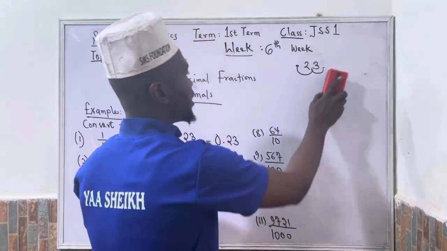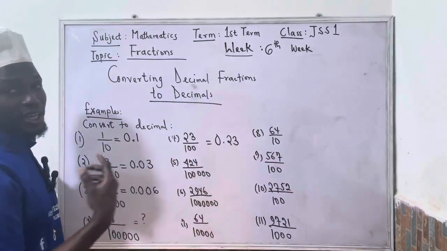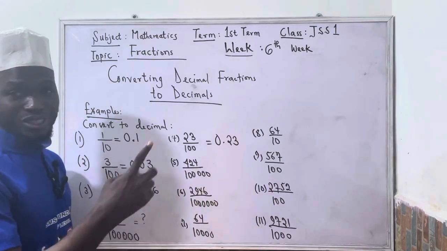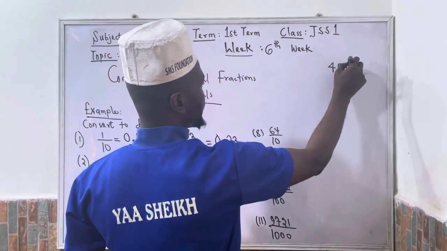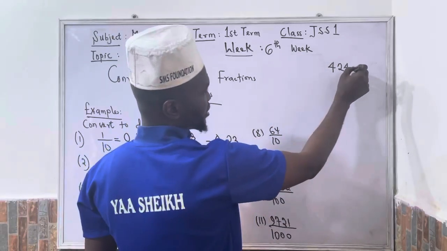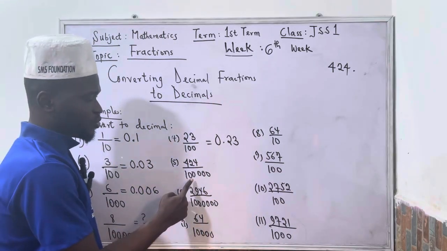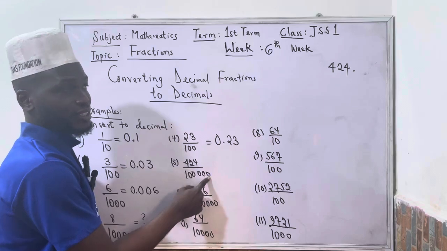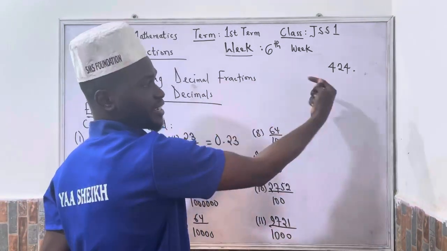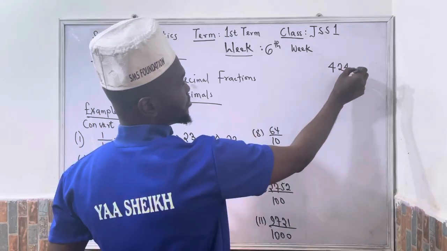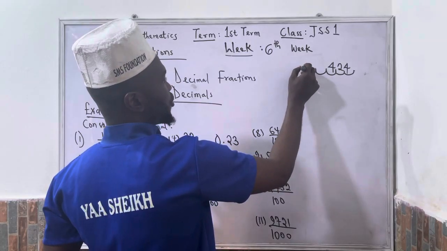Alright, let's see. Now, this is where it is getting more interesting. So we have a lot of zeros at the denominator, and then we have 424, which is 3 digits at the top. First of all, write your 3 digits, 424. Assume that there is a decimal point after the last digit. So count how many zeros you have at the bottom: 1, 2, 3, 4, 5. This is 5 zeros. So I will move my point 5 times to the left. 5 times: 1, 2, 3, 4, 5.